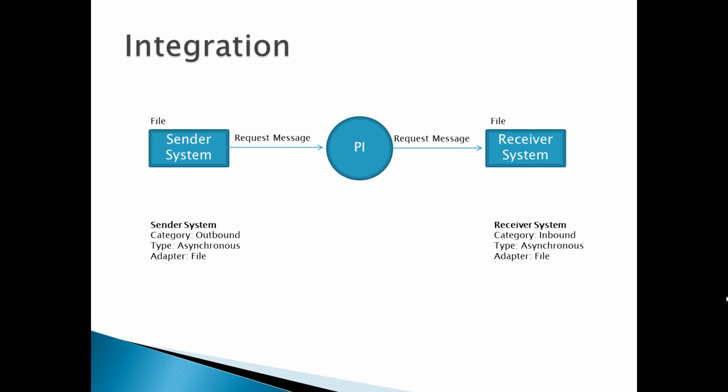On the left side, we have our sender system, and on the right side, we have our receiver system. We will take a file from a folder, change its structure using mapping, and then write it into another folder.